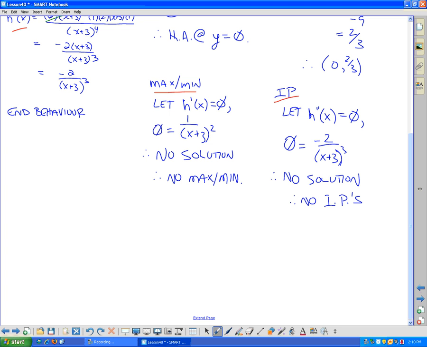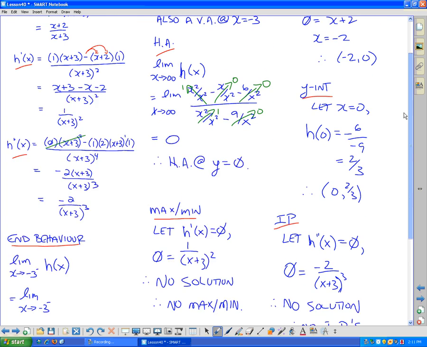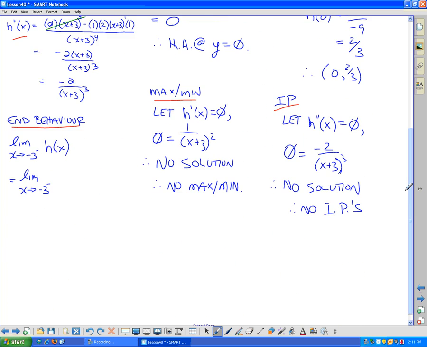End behavior. And I'm most interested in the limit as x is approaching -3 from the negative side. All right, so the limit as x approaches -3 from the negative side, and I'm using the factored function. Okay, I want to use that factored function, x plus 2 over x plus 3.